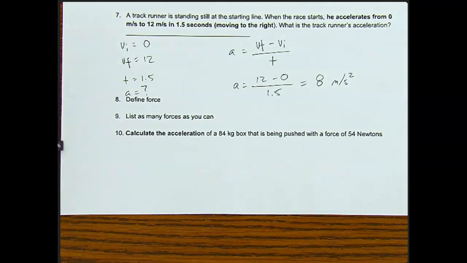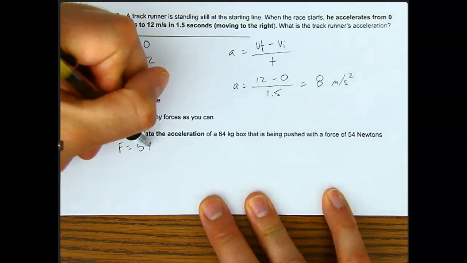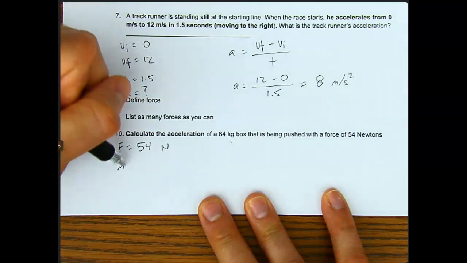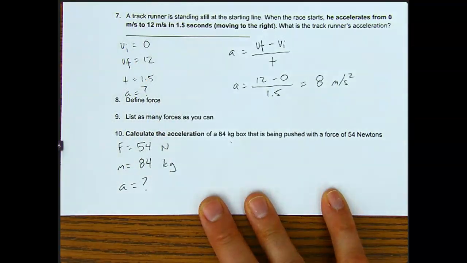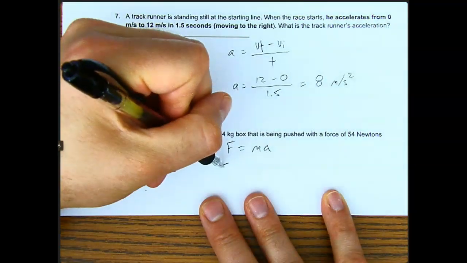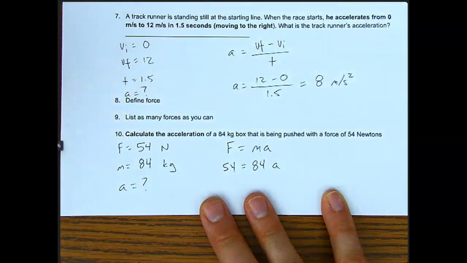Number 10, calculate the acceleration of an 84 kilogram box that's being pushed with a force of 54 newtons. Again, let's write down what we know. I see a force. My force is 54 newtons. I see a mass. Kilograms is the units of mass. So I have a mass of 84 kilograms. And I'm being asked for acceleration. So again, hopefully you can see what equation you're supposed to use here. We have F equals MA. So we know that F is 54, we know that mass is 84, and we're trying to find A.